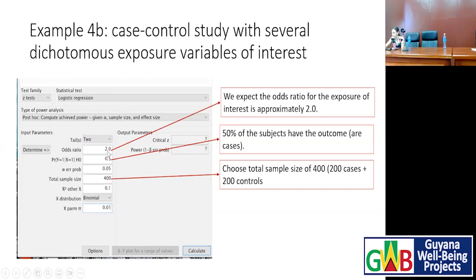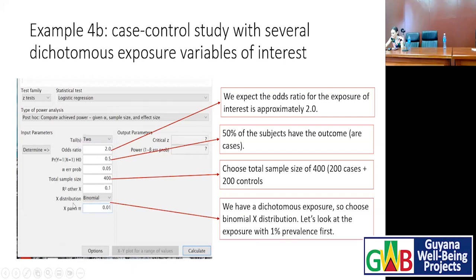And here for the odds ratio, the inputs are slightly different because we're calculating power. So odds ratio is an input here. We'll put in 2.0 because we have prior information to suggest that's what we want for the test. And here for the X, we'll say it's binomial because we have dichotomous exposures. So let's look at the one that's 1% prevalence first. And we also specify the alpha 0.05 and the 10% for the other covariates. Okay, and two tails.